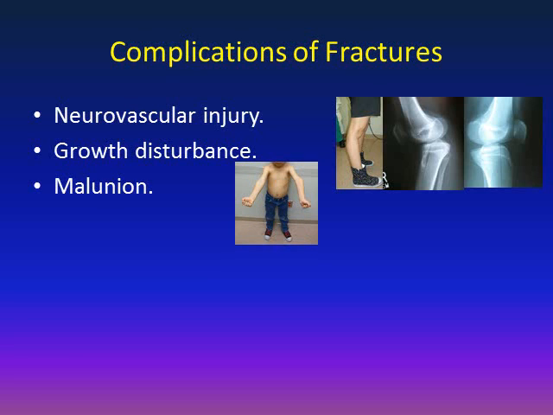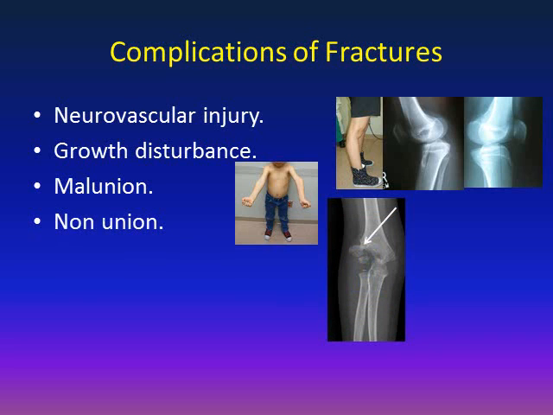Malunion is another complication that can happen to the fracture. This child 2 years ago had an elbow fracture, and he's presenting now with a malunited fracture. We call it cubitus varus deformity. It means his elbow is pointing inward.